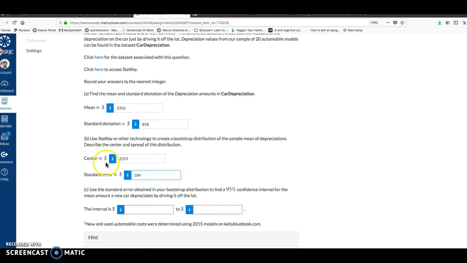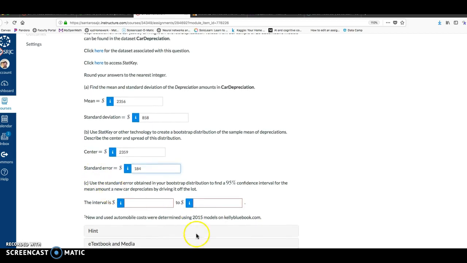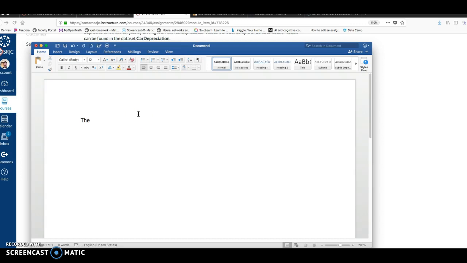Now I want to use the standard error obtained in the bootstrap distribution to find a 95% confidence interval for the mean amount of new car depreciation by driving it off the lot. As a reminder, a 95% confidence interval is the statistic minus 2 times the standard error for the lower bound, and the statistic plus 2 times the standard error for the upper bound.